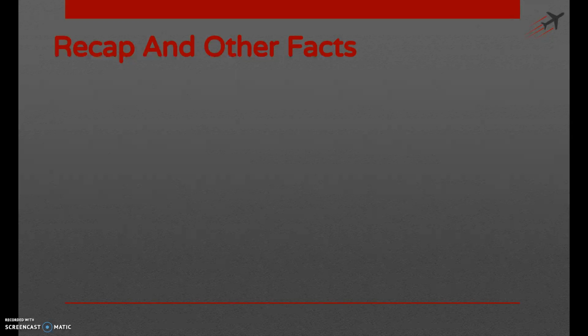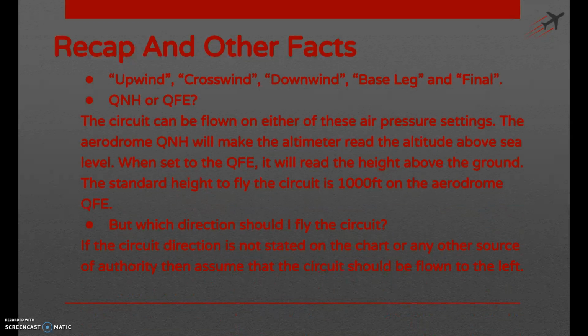So just a quick recap and any other facts. Terminology is the upwind, crosswind, downwind, base leg and final approach. QNH or QFE. The circuit can be flown on either of these air pressure settings. The aerodrome QNH will make the altimeter read the altitude above the sea level. When set to the QFE, it will read the height above the ground. The standard height to fly the circuit is 1,000 feet on the aerodrome QFE.